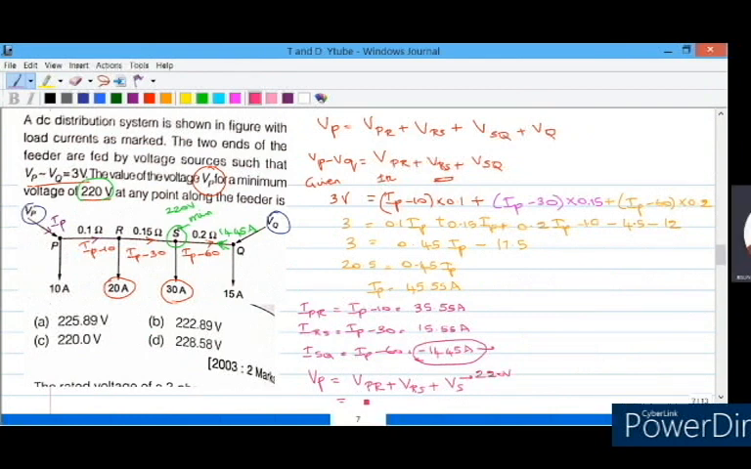Now how to find VPR? It is IP minus 10, which is 35.55 into 0.1, and VRS is IRS, 15.55 into 0.15, plus 220. So when you solve this, the answer is 225.89 volt. The answer is option A.